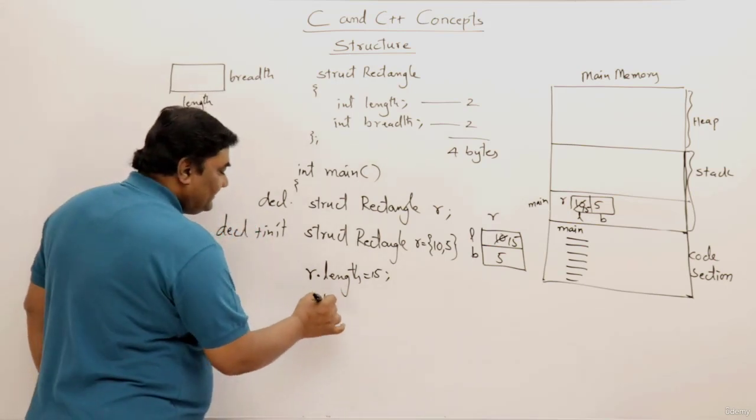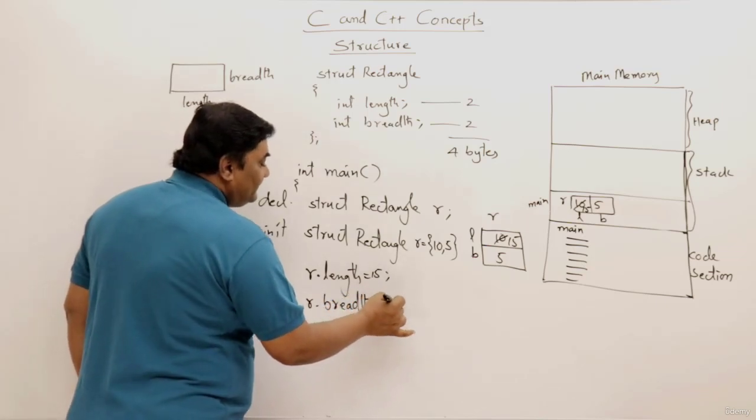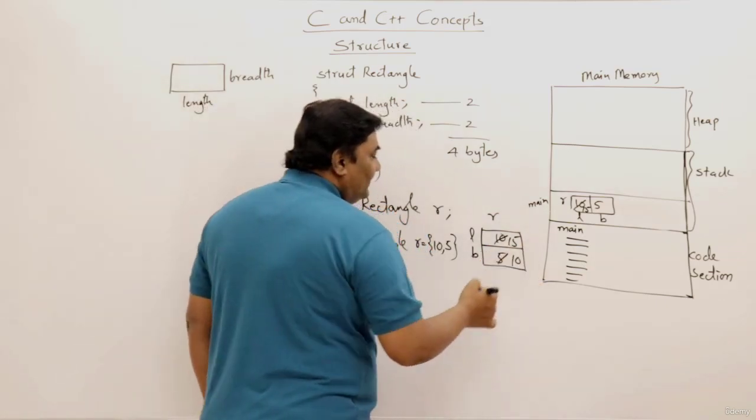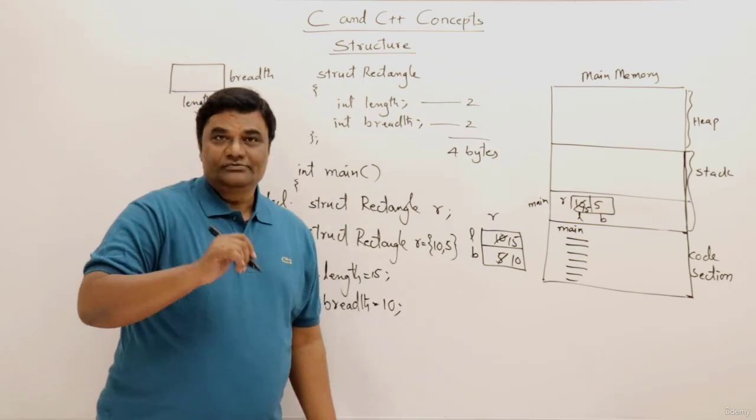Then r dot breadth, I can modify it. R dot breadth, assign 10. So this is modified to 10. So if you want to read or write the members of a structure, dot operator is used.